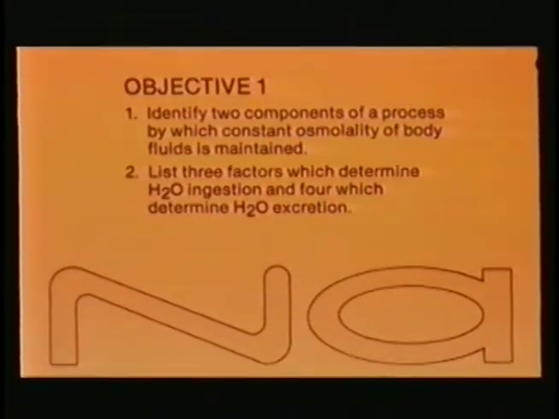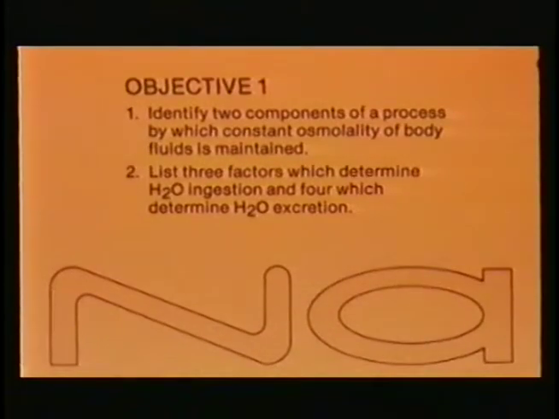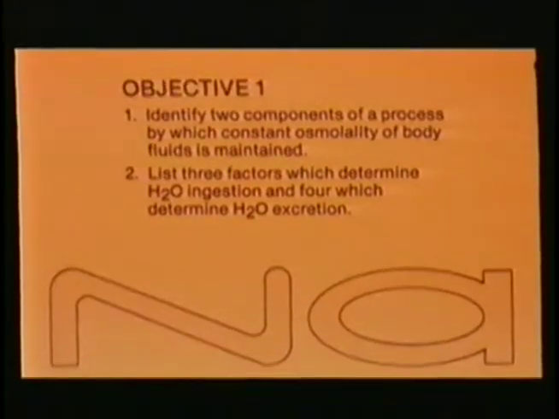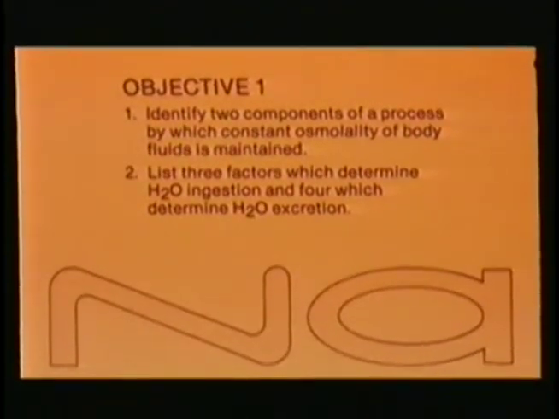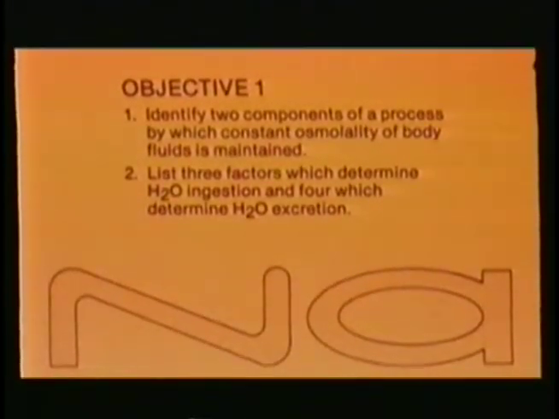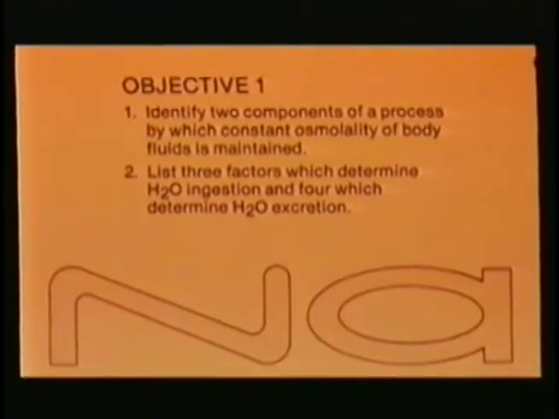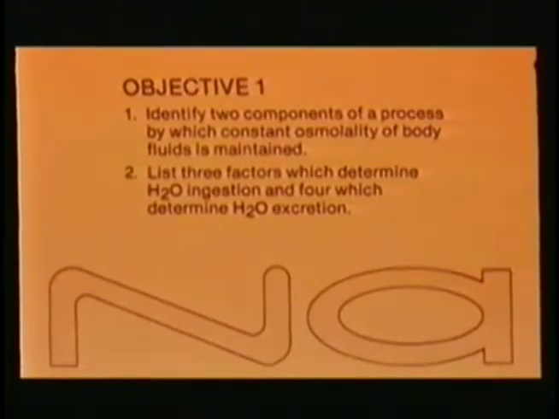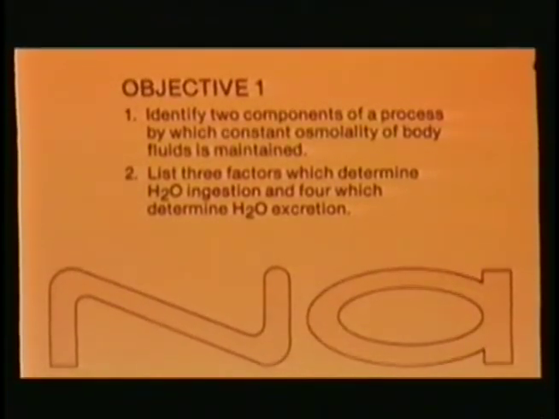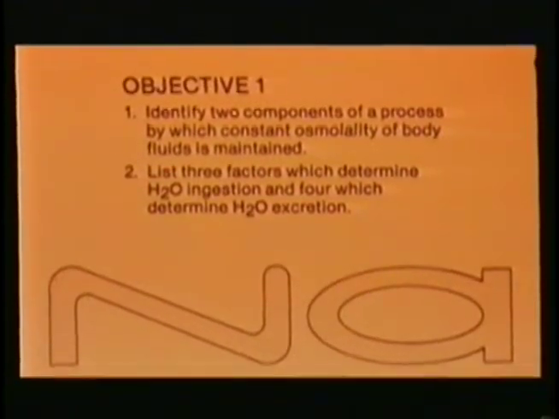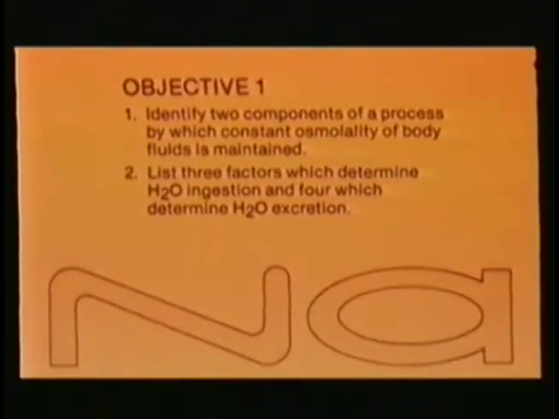Your first objective is to: 1. Identify two components of a process taking place within the kidney by which constant osmolality of body fluids is maintained, and 2. List 3 factors which determine water ingestion and 4 factors which determine water excretion.